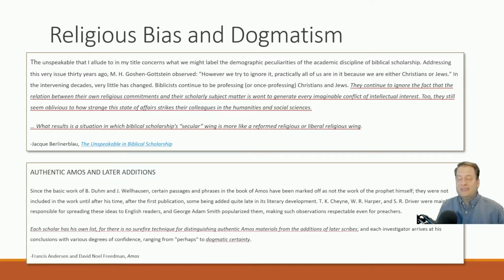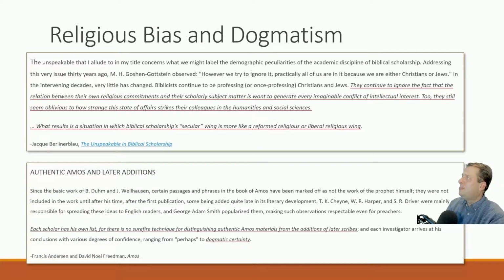Now here is an interesting form of bias, and it's a religious bias and kind of a tendency toward dogmatism. Let's look at this. Here is a quote from Jacques Berlinerblau. He says, "The unspeakable that I allude to in my title concerns what we might label the demographic peculiarities of the academic discipline of biblical scholarship. Addressing this very issue 30 years ago, M.H. Goshen-Gottstein observed, 'however we try to ignore it, practically all of us are in it because we are either Christians or Jews.' In the intervening decades, very little has changed.